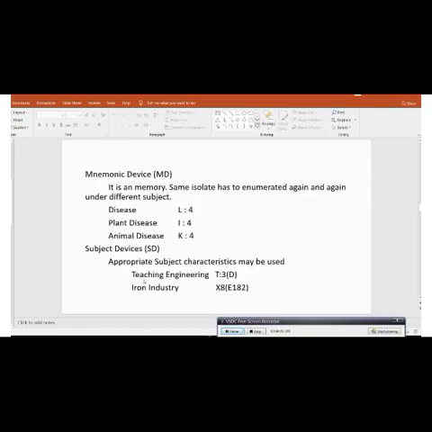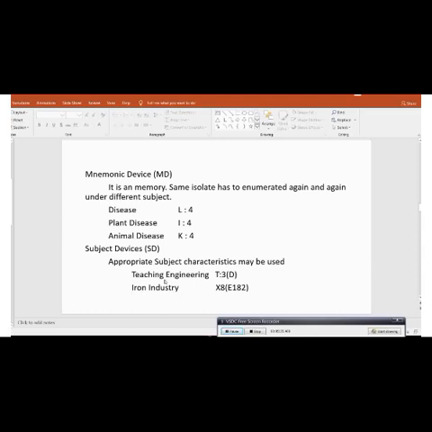Then mnemonic devices. It is in memory, the same isolate has been enumerated again and again under different subjects. For example, 4 is the disease. In the human disease, L is the medicine, 4. Then if it is plant science, I, then 4. Same class, colon, this one is the energy facet. Animal science, K animal science, colon is the energy facet, 4 it is. So 4 is the same number that came again and again. So the mnemonic devices.